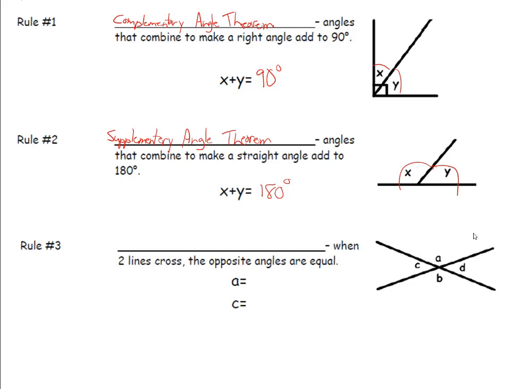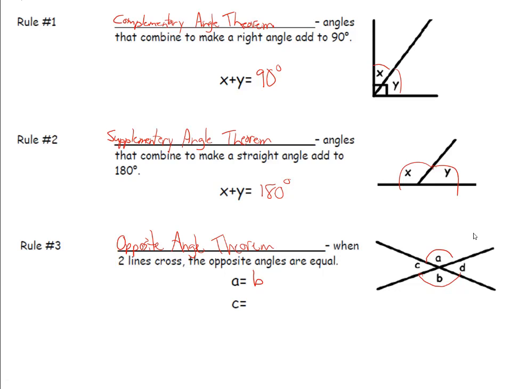Our final rule is something that's a little less intuitive. It's called our opposite angle theorem. And what this means is that whatever's opposite of an x, like this, of two straight lines, so A and B will be the same. So A equals B. And the same can be said for C and D.